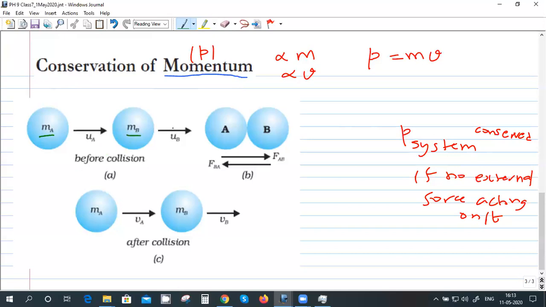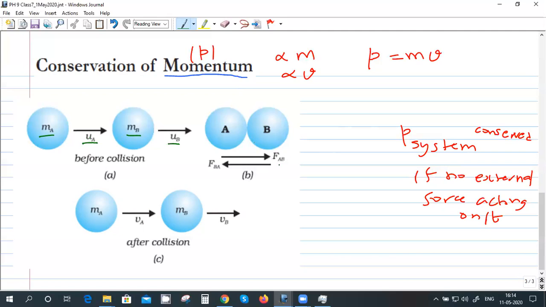So MB is at rest and MA is moving at the velocity UA. It will go and hit this one. Sorry, MB is also moving at velocity UB. And UA should be greater than UB because it's going to go and hit it. If UB is more than UA, then you cannot hit, and the gap will keep on increasing. But UA should be more than UB, so it will go and hit.